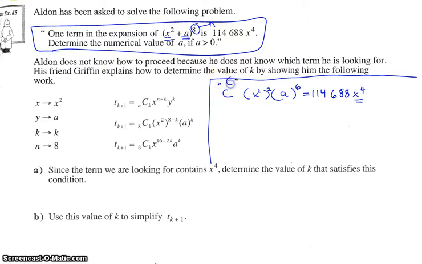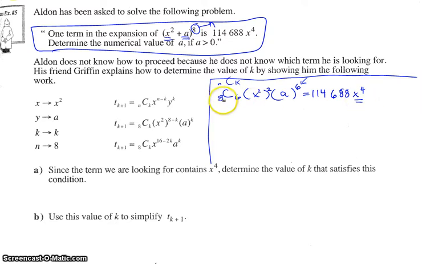This is n choose k. N is what our exponent was, 8. And k is whatever this last exponent is. Okay, so in this case it's a 6. And there we go. We basically just have to solve this now.